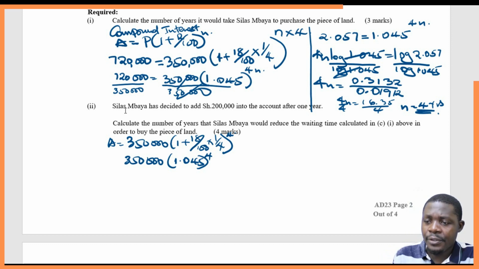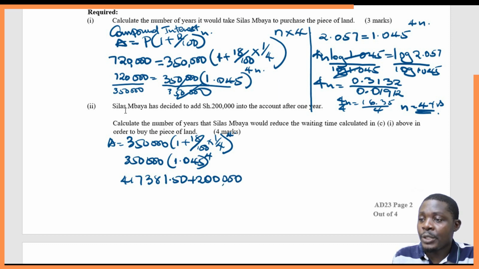Now at the end of the first year, the money Silas will be having in the account will be 417,381.50. Now at this point he added 200,000. Silas has decided to add 200,000 into the account after 1 year. Now when you add that, the total amount he has is going to be 617,381.5.